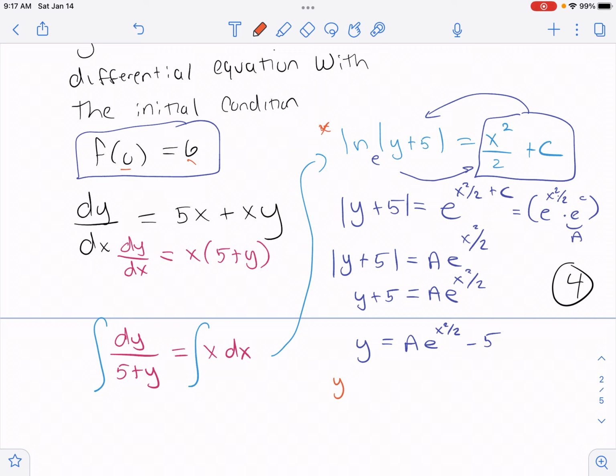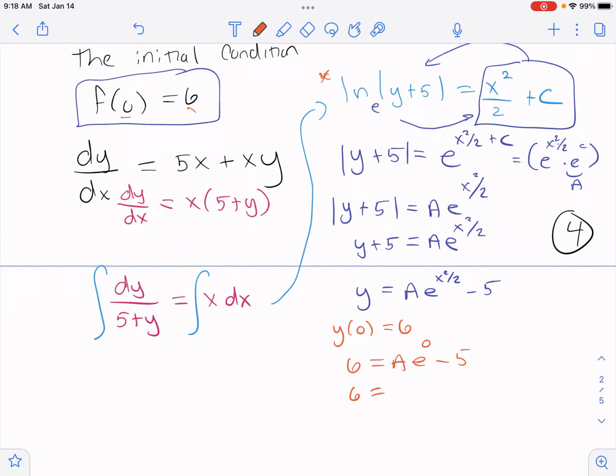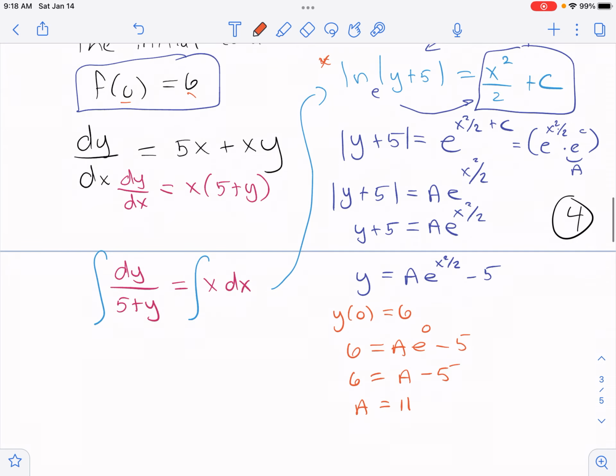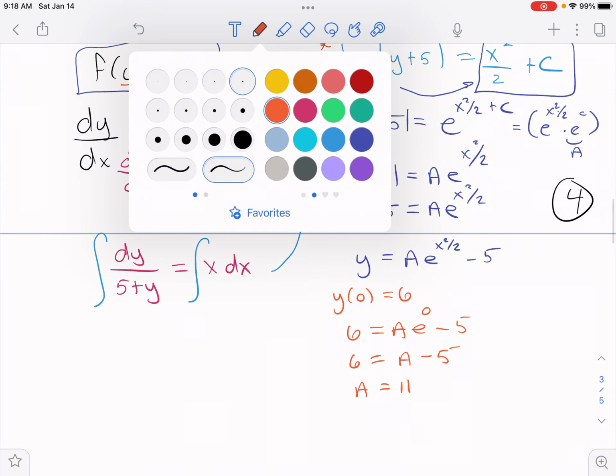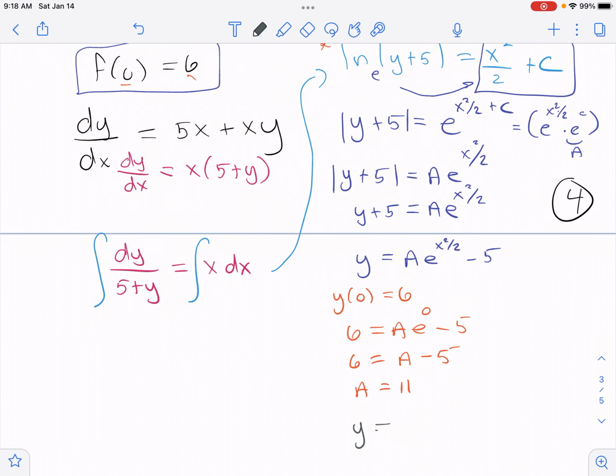So I know that y of 0 is equal to 6. So when I plug in 0 for x, I need to get out a 6 for y. So 6 is equal to a e to the 0 squared over 2, which is just e to the 0, minus 5. E to the 0 is 1. 6 equals a minus 5. Add 5 to both sides. A is equal to 11. And so my particular solution would be y equals 11e to the x squared over 2 minus 5.